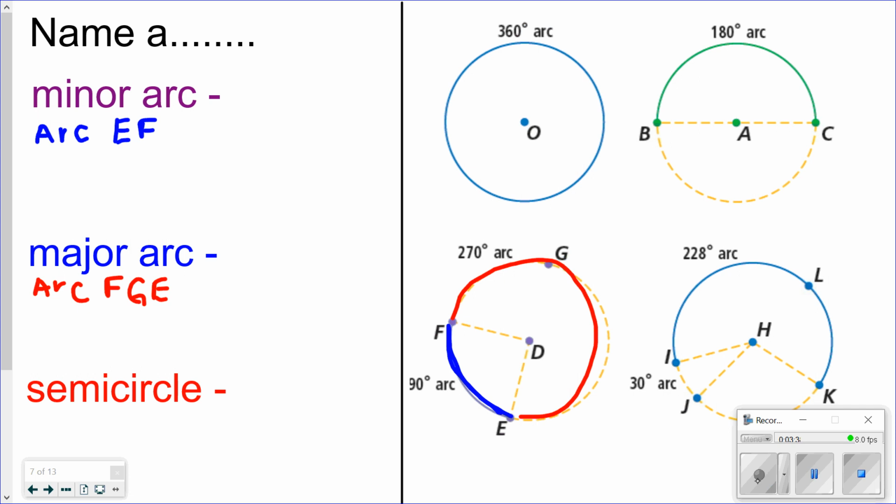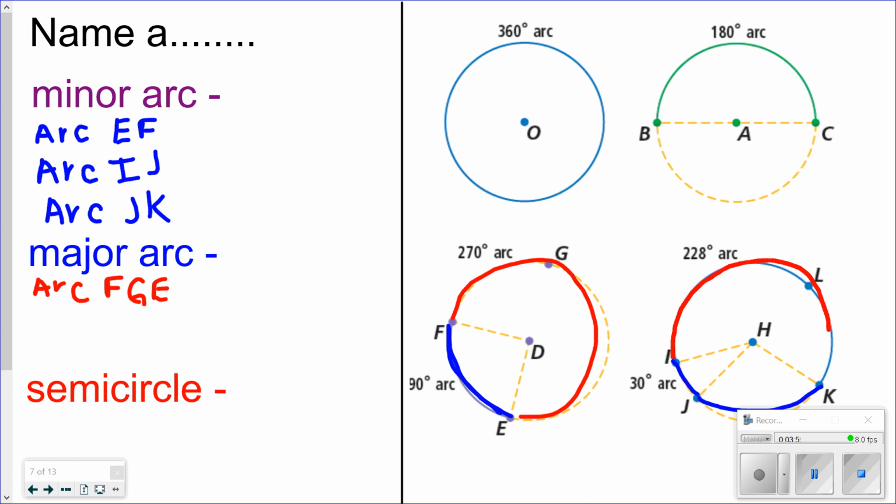We have another minor arc with arc IJ. And in that same circle, circle H, what's the last minor arc that we see? It would be arc JK. And we see that we have ILK. Would that be a minor arc or a major arc? Well, it's a major arc. It's greater than 180 degrees.